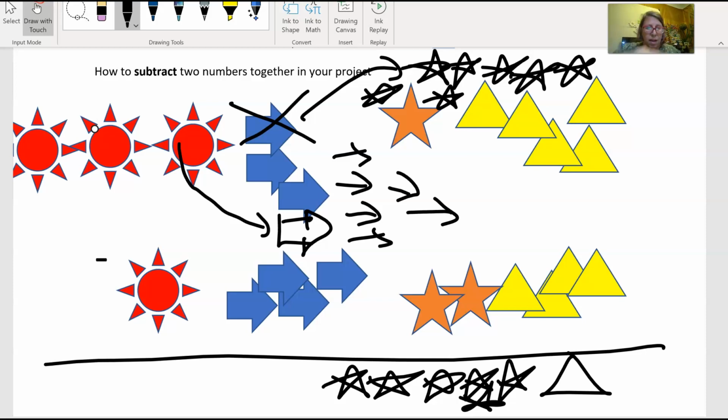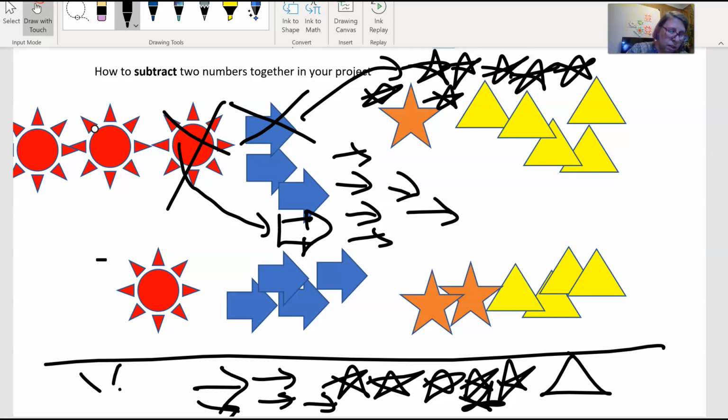I have the 7 arrows I got from the trade plus the 2 arrows I had before. So I have 7, 8, 9 arrows. 9 arrows minus 4 arrows leaves me with 5 arrows. 2, 3, 4, 5. I should have made stuff I could draw. And then the sun is gone because it got traded, right? So I have 2 suns minus 1 sun, leaving me with 1 sun.